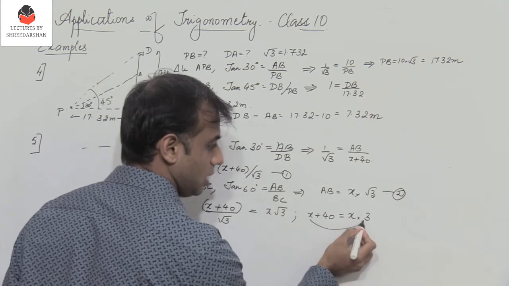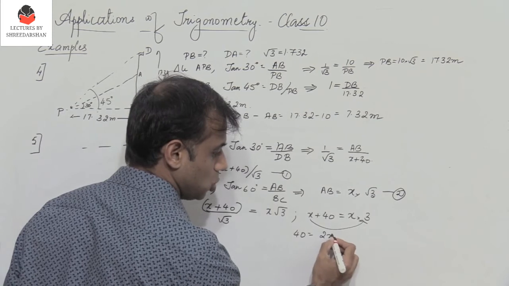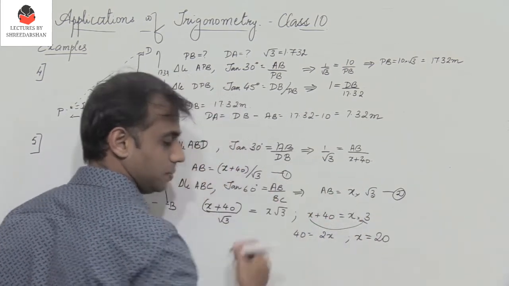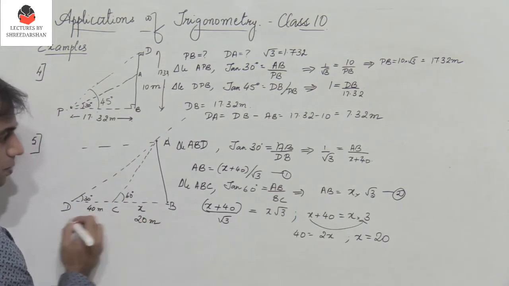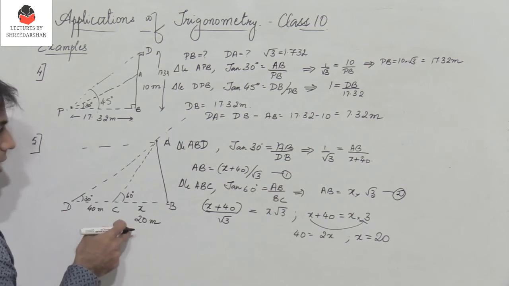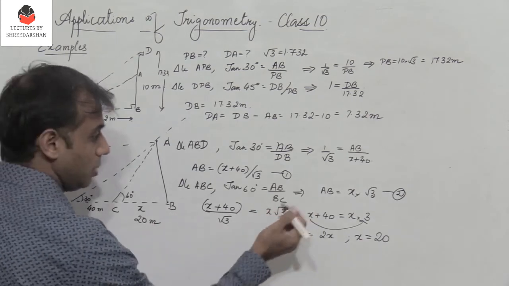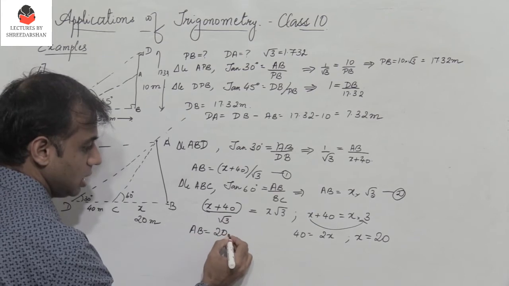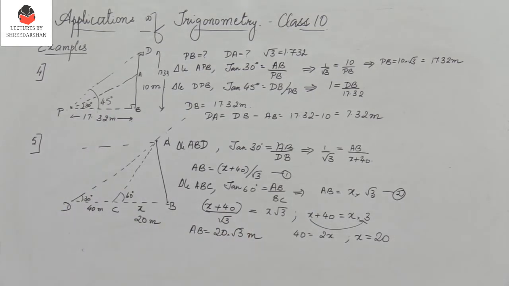So if I take this x to the other side, I get 40 equals 3x minus x becomes 2x, or x equals 40 by 2, which is 20. Right? So therefore x is 20 meters. And what is the length? The length is AB, right? So AB is x into root 3. So AB is 20 into root 3 meters. So the height of the tower is 20 into root 3 meters.